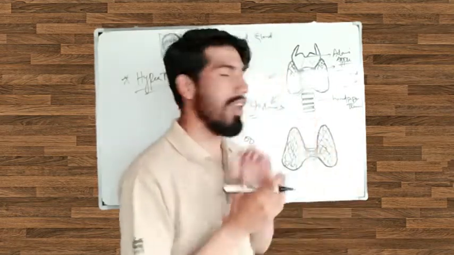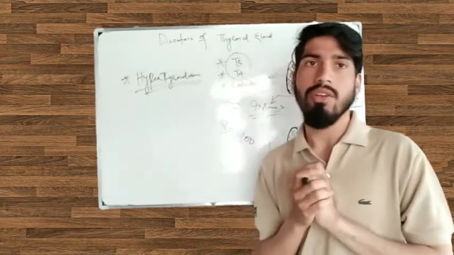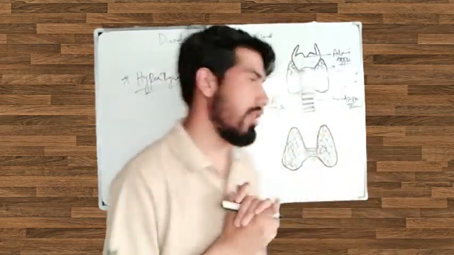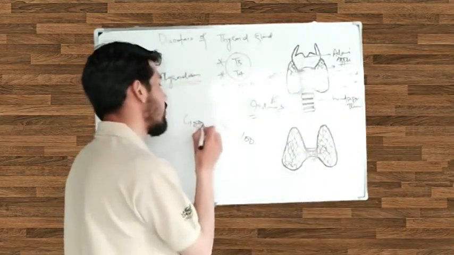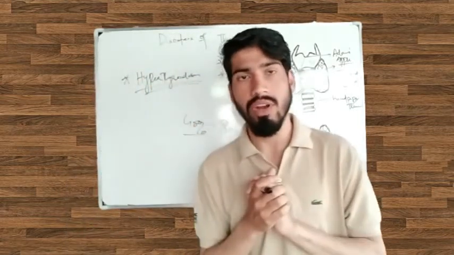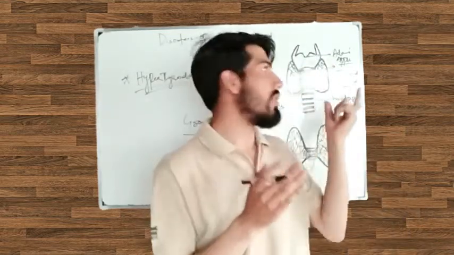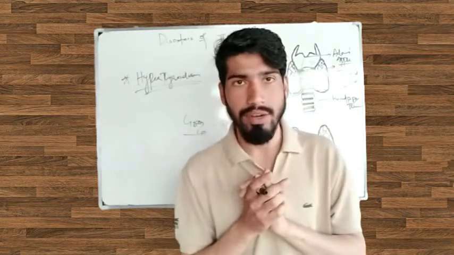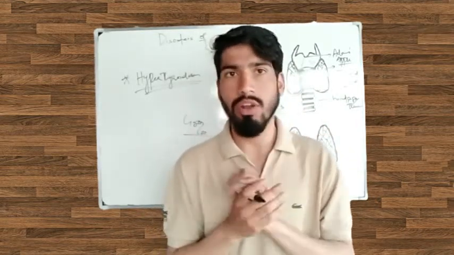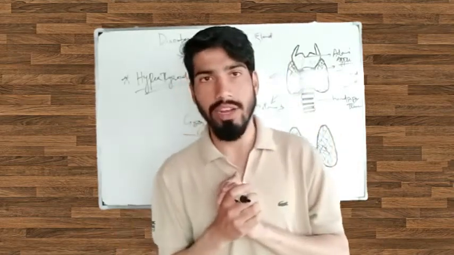But if this thyroid gland releases the hormones below the normal range, for example the normal range is 80%, but it releases 40%, that condition is called hypothyroidism. Hypothyroidism means when this thyroid gland releases these hormones below the normal range, that condition is called hypothyroidism.